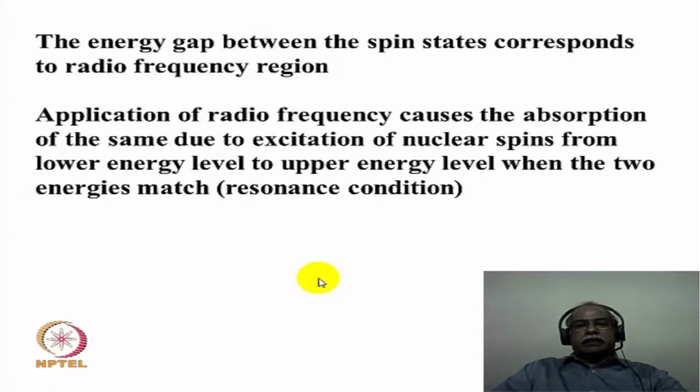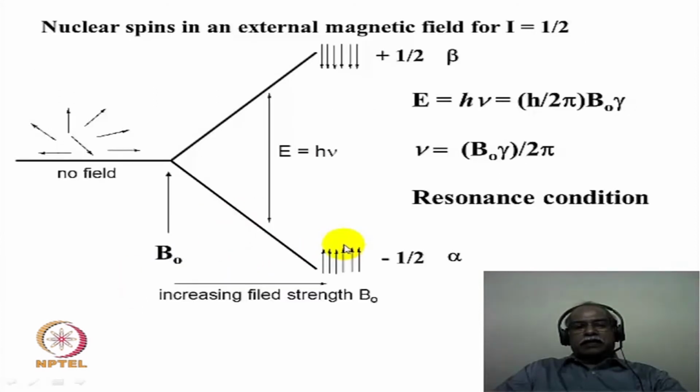As I mentioned earlier, the energy gap between the spin states corresponds to the radio frequency region. So, application of radio frequency essentially causes the absorption of the same due to the excitation of the nuclear spins from the lower energy level to the upper energy level when the two energies match. In other words, the energy which is applied and the energy gap of the two spin states match, and this is what is known as the resonance condition. When the frequency matches the energy gap, the absorption of energy takes place, and the spins which are in the lower spin state get excited to the higher spin state.